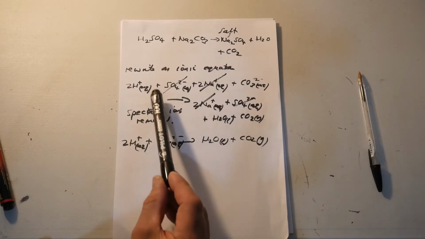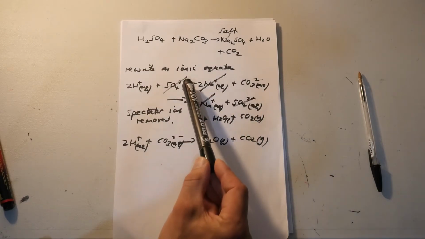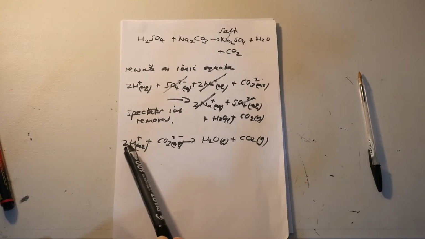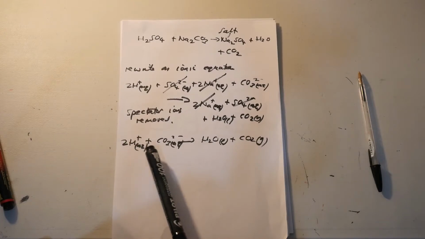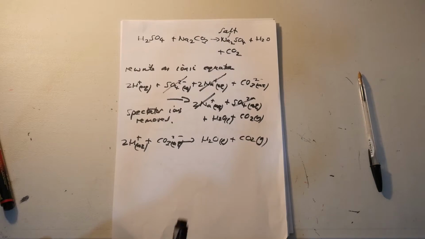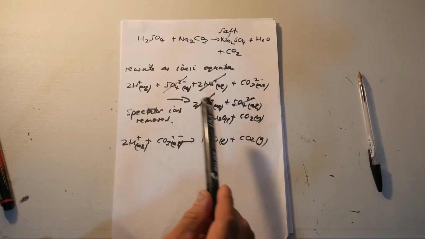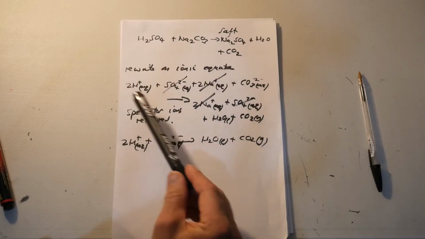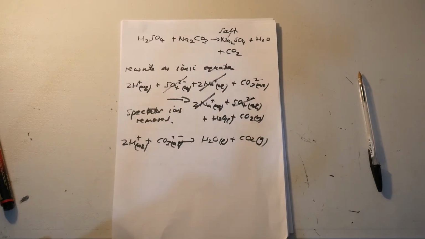Okay, so that's an ionic equation. When you cross these out, you get left with the two hydrogens plus the carbonate becomes water plus carbon dioxide. So that's an ionic equation, simplified, that's with all the ions present, okay?